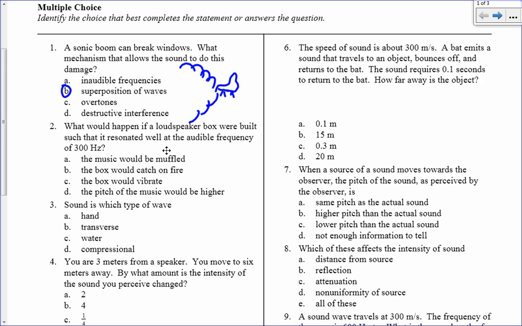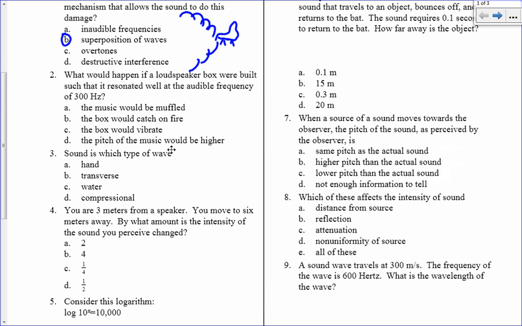What would happen if a loudspeaker box were built such that it resonated well at the audible frequency of 300 hertz? All right, so it resonates at the frequency that you hear. So the music would actually cause the box to resonate, and in that case, the box would vibrate. That's very much like the box that I passed around in class, the wooden box attached to the tuning fork that caused the box to vibrate at the same frequency as the tuning fork, because that was its resonant frequency.